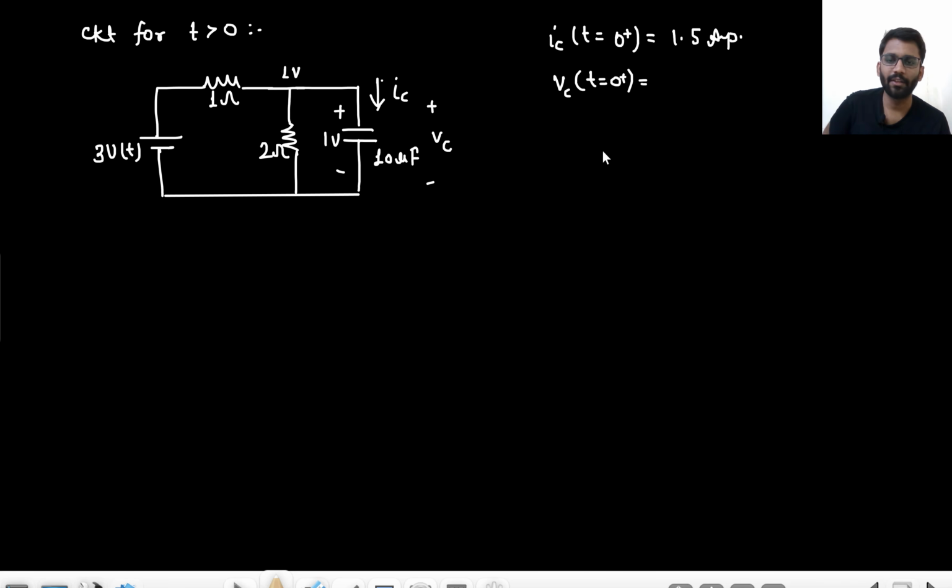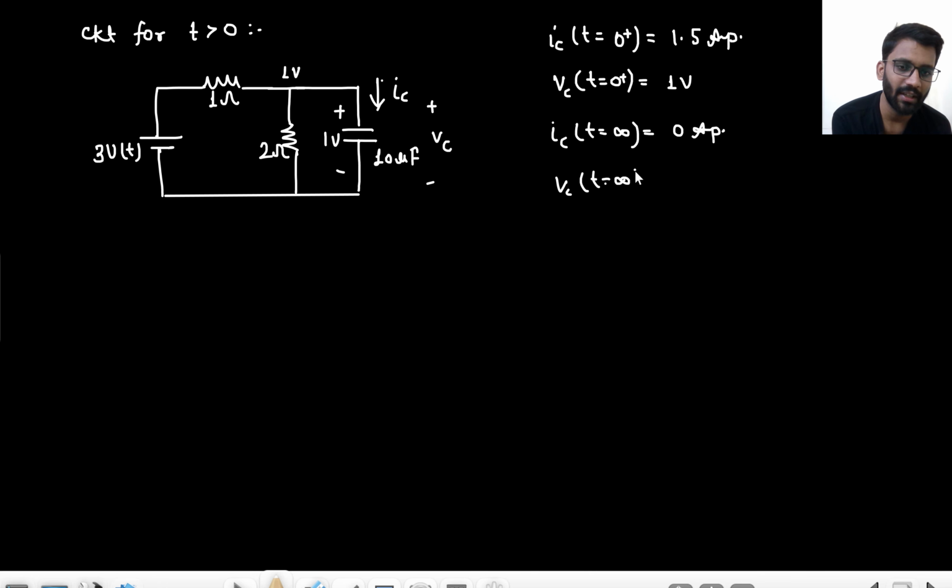And VC at t equals to 0 plus would be 1 volt only. Since the current is finite, it will hold its voltage, that is 1 volt. Now what will be VC and IC at t equals to infinity? Steady state means open circuit. Open circuit means 0 ampere current.